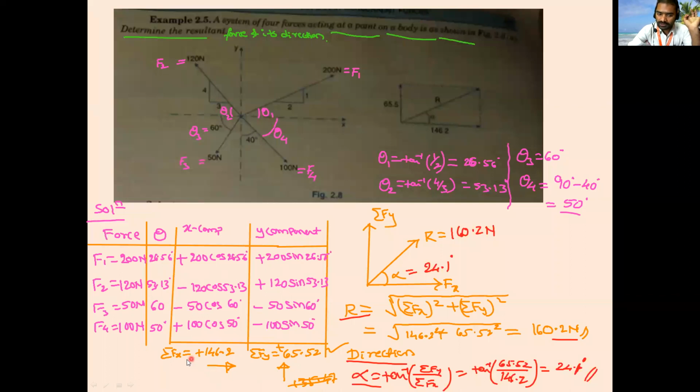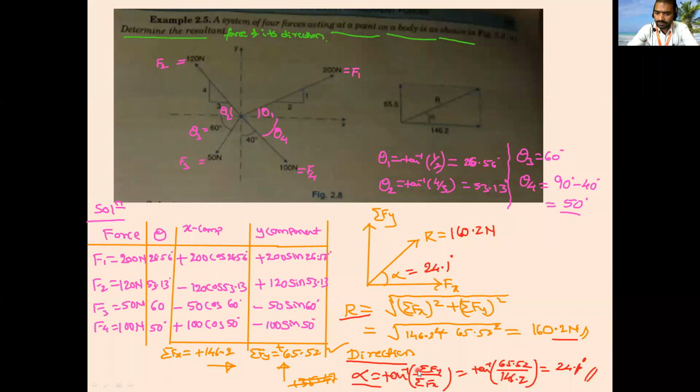Depending on this sigma fx and sigma fy, I have to draw the resultant force. Sigma fx is positive, that is moving right hand side. Sigma fy is moving upward. It means my resultant force lies in the first quadrant. Now I need to find the magnitude of the resultant force. R is equal to the square root of sigma fx square plus sigma fy square, so you will get the magnitude of R. Similarly, you have to find the direction of the resultant force, how much angle it is making with respect to horizontal.